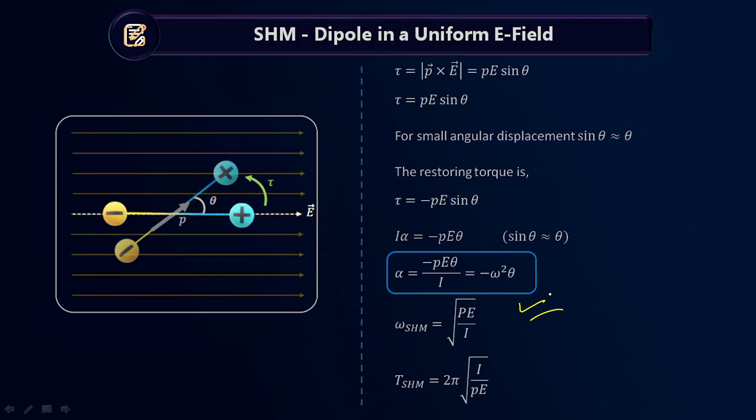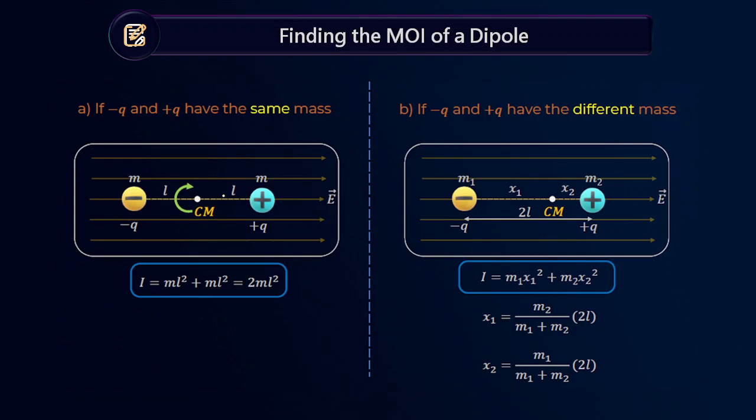Now, the next part: here we have used torque equals I alpha. So for a dipole, how to find I? Let us find the moment of inertia of a dipole. If we have a plus charge and a minus charge and they have the same mass, then the center of mass will be here, and if I rotate it, it will rotate about the center of mass. In this case it's very simple. Moment of inertia is m r square, so both masses are at a distance of L, so mL square plus mL square, which equals 2mL square, right?